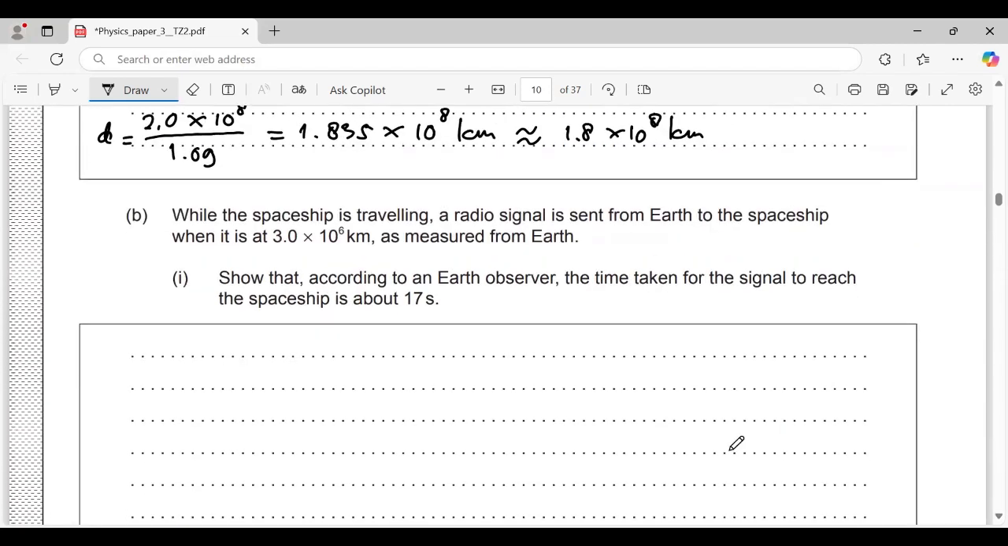Next, while the spaceship is traveling, a radio signal is sent from Earth to the spaceship when it is at 3.0 times 10 power 6 kilometers as measured from Earth. Show that according to an Earth observer, the time taken for the signal to reach the spaceship is about 17 seconds.